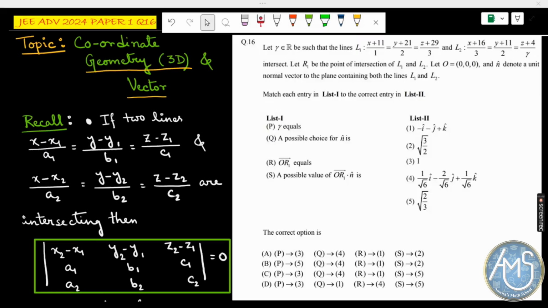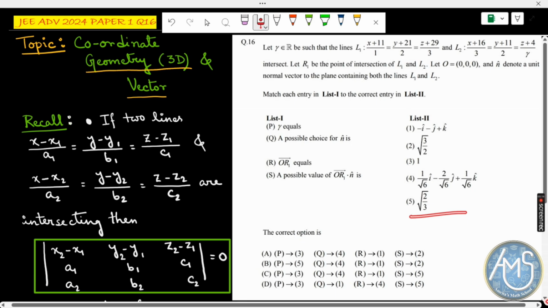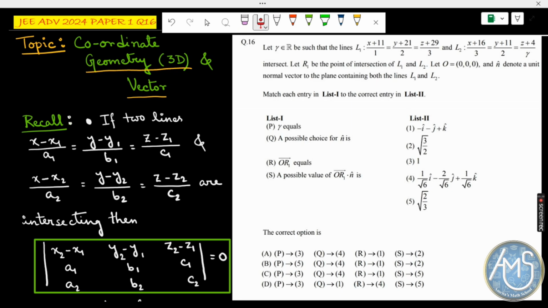So today we will solve question number 16 from JEE Advanced 2024 paper 1 section 4. That means you have to match two columns, and in column 1 you have 4 options, and in column 2 we have 5 options. We have to match them. If you got the correct answer, you will get +3. If wrong, then -1, and otherwise 0.